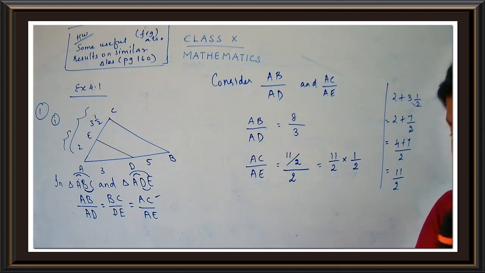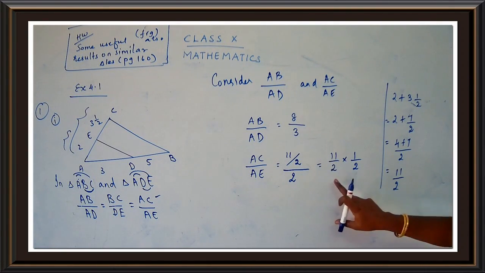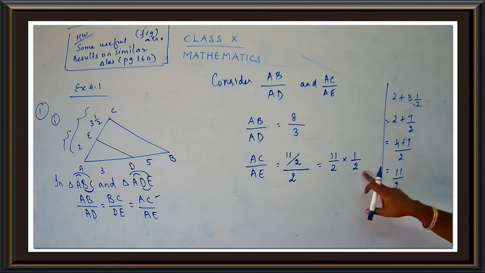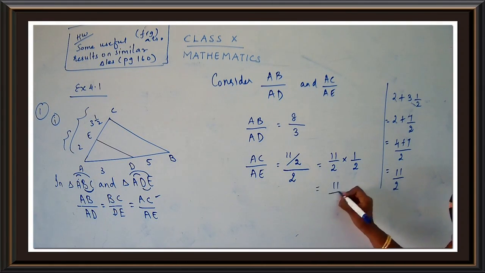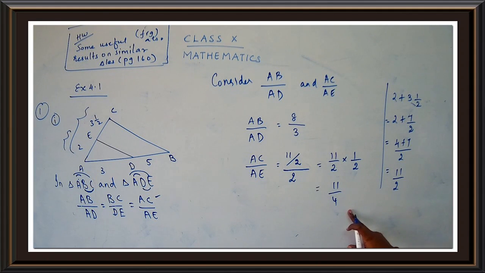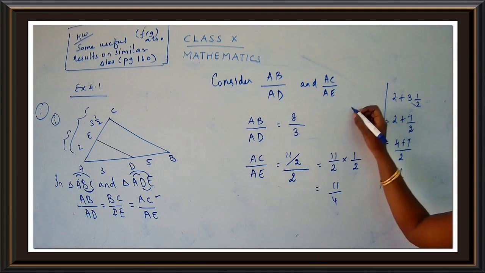So now what do you get here? I have taken 11 upon 2. I have taken the reciprocal of 2. What is the reciprocal of 2? 1 upon 2. So what do you get? 11 upon 4. Are they equal, children? See here, this is 8 upon 3 and this is 11 upon 4. If you want, you can simplify it further.